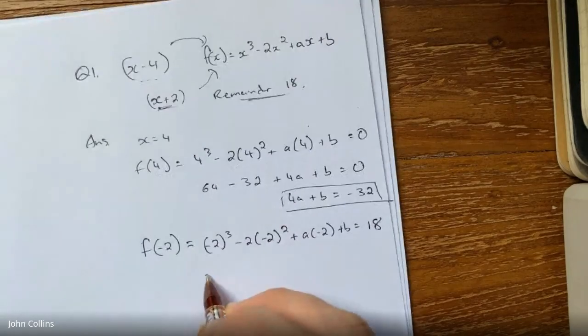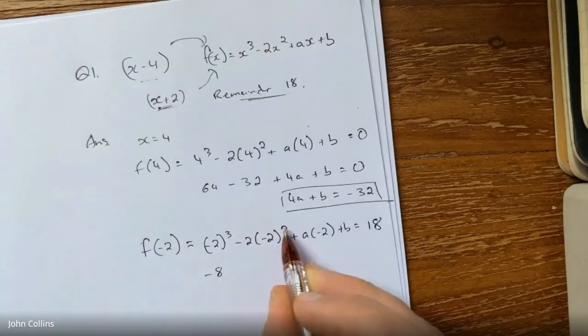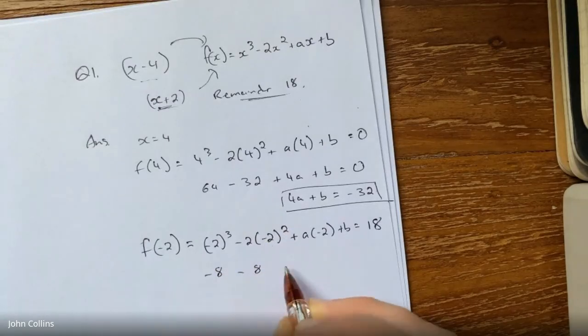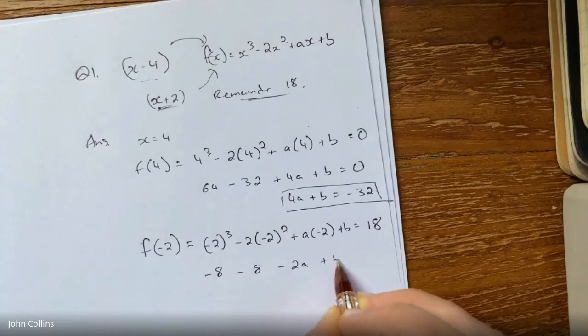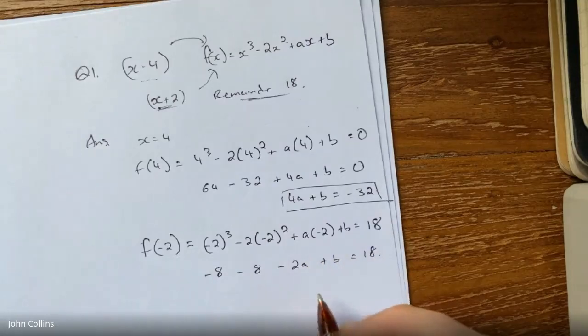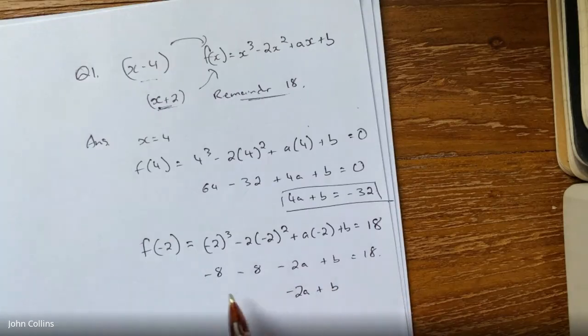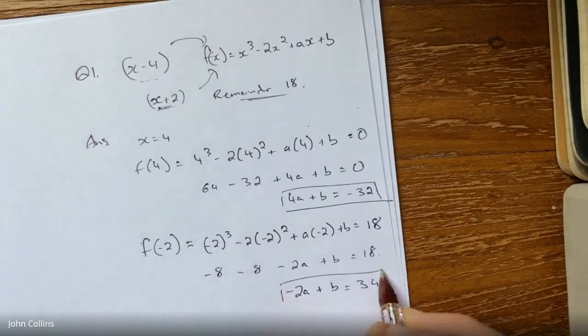All right, if I do all this out, minus 8, then okay, minus 2 squared, that's minus 8 again. Minus 2a plus b is equal to 18. This is looking like I'll have two nice equations that will be easy to solve simultaneously. That's going to be plus 16 over this side. So that's 34. Okay, so here's my two equations.